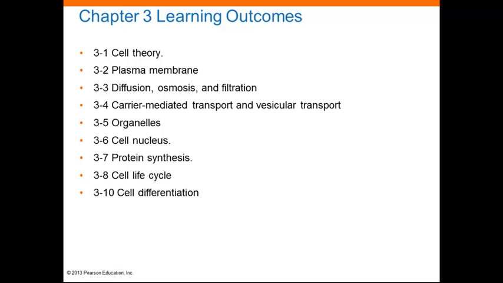We'll be describing the process of cellular diffusion, osmosis, and filtration, and explain their physiological roles. We'll be describing carrier-mediated and vesicular transport mechanisms and explain their functional roles in cells. In section 3-5, we'll describe the organelles of a typical cell and indicate their specific functions, including that of the cell nucleus.